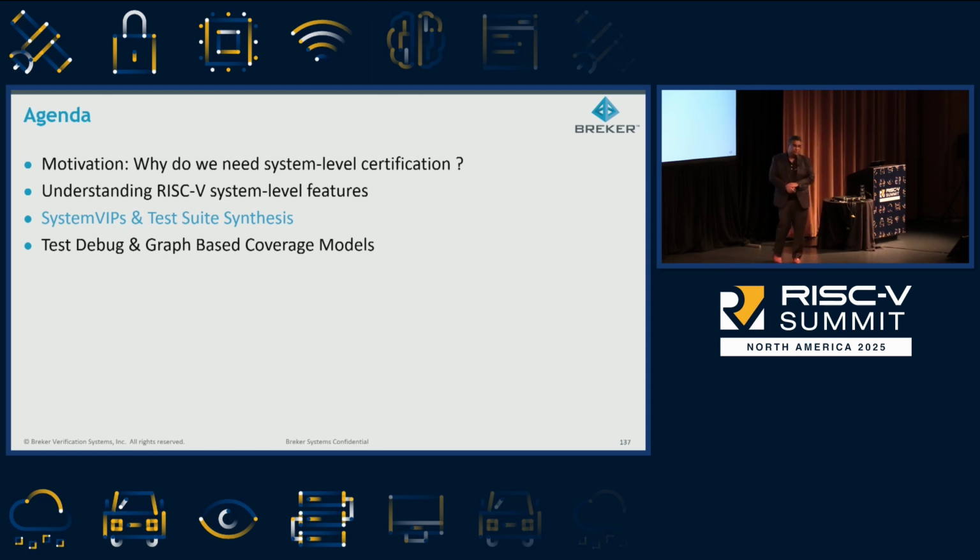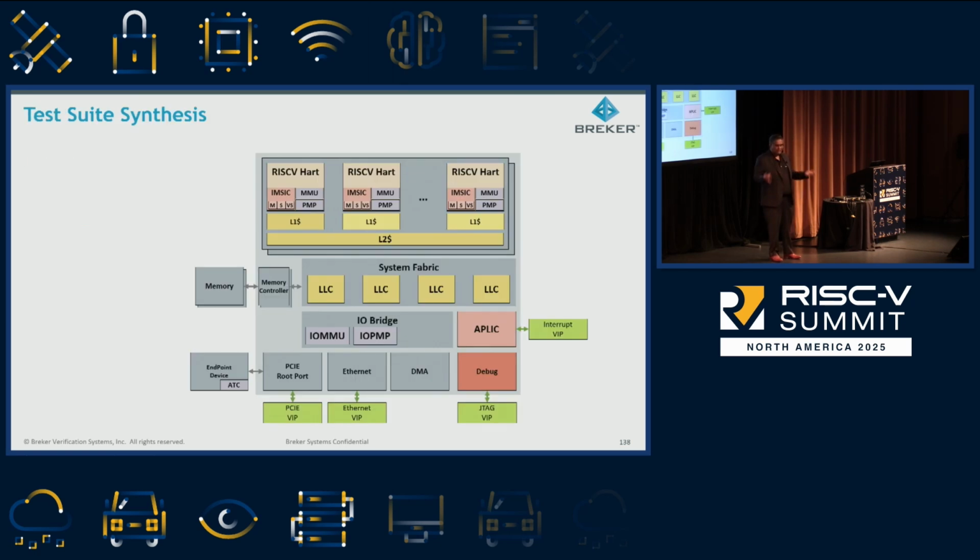So what does Breker do to address these problems? I've got to get through this part of it. Given systems like this, Breker is in the business of test suite synthesis. The idea is we have some system VIP, a single source of truth that we have built, that is fed to some synthesis tool. And it actually kicks out two things. One is a C program with embedded assembly. This is the thing that's compiled and run on the various CPUs.